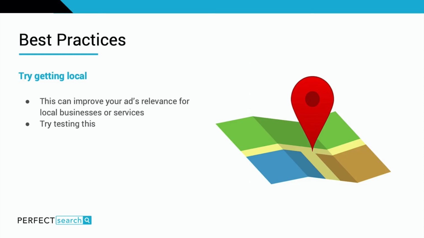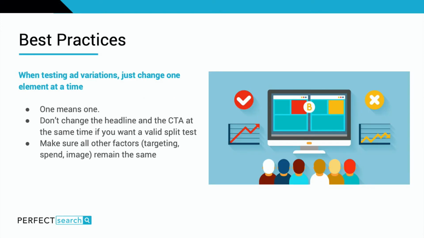Consider getting local. This can improve your ad's relevance for local businesses or services. This is something to test if you have a strong demographic within one specific area too. When testing ad variations, just change one element at a time. And when we say one element at a time, we really mean one means one.